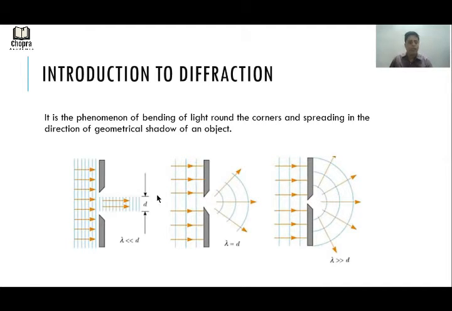It is very easy to understand diffraction from this diagram, wherein lambda is the wavelength of the light used and d is the obstacle thickness, or I should say the slit width. If lambda is far less than d, then there is no diffraction. The light straight away comes out. And when lambda is equal to d or far greater than d, the extent of diffraction has increased. So the light starts bending towards the geometrical shadows, and you get a diffraction spectrum on the screen placed.